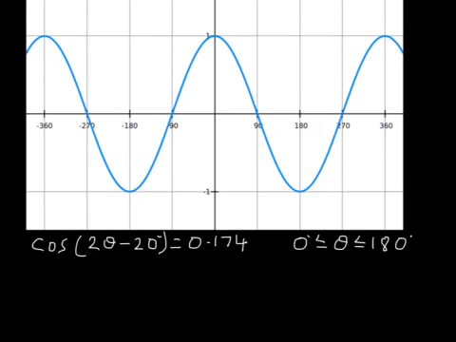Here's a slightly more complex equation. Cos of 2 theta minus 20 degrees is 0.174, and this time theta is between 0 and 180. So we need to find 0.174 on this line here. It's going to be round about here. So let's draw that in. So the first step is to identify that point there, that point there, that point there, that point there. So from your calculator you can see that for 2 theta minus 20 degrees, we do the inverse cosine of 0.174, and we get 80 degrees.